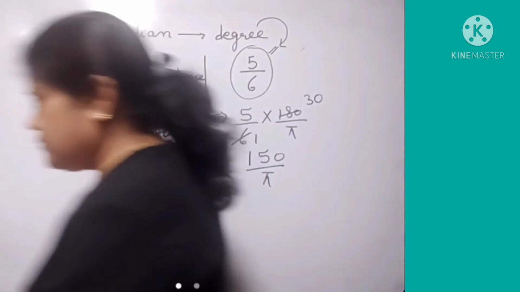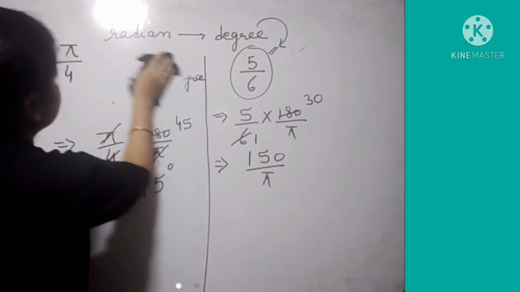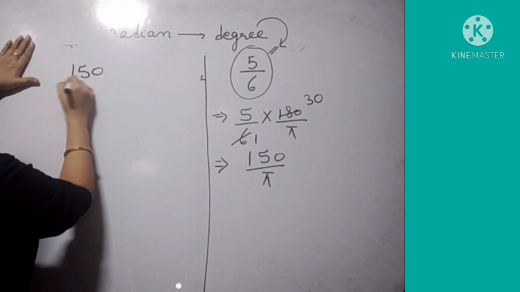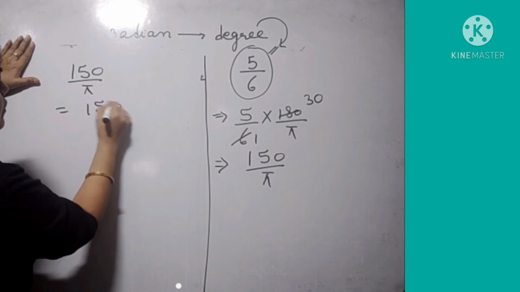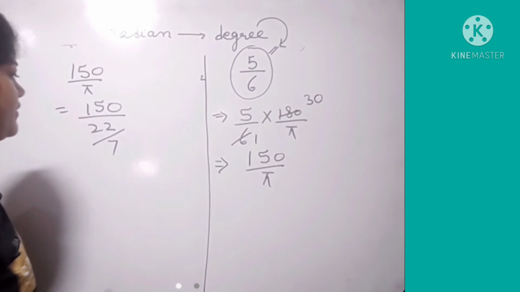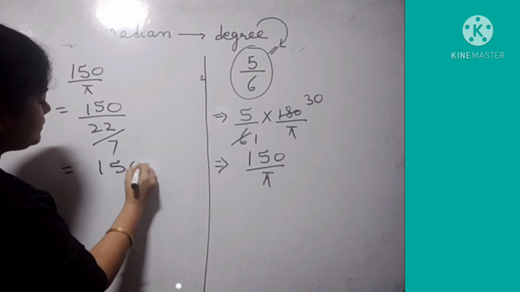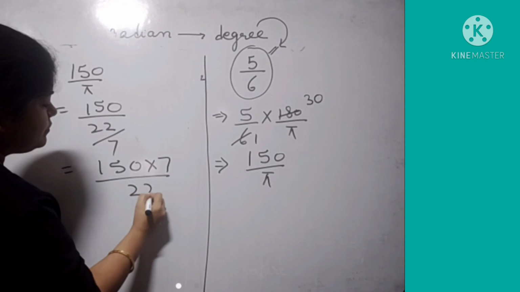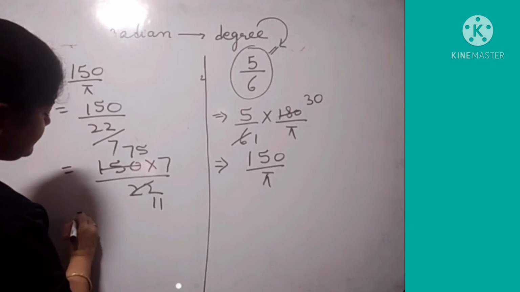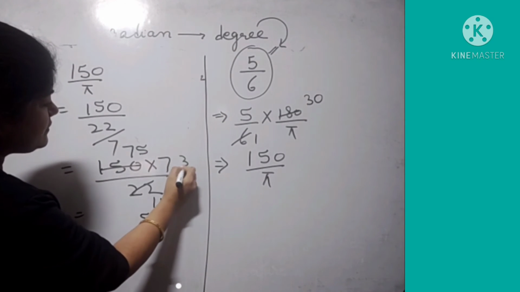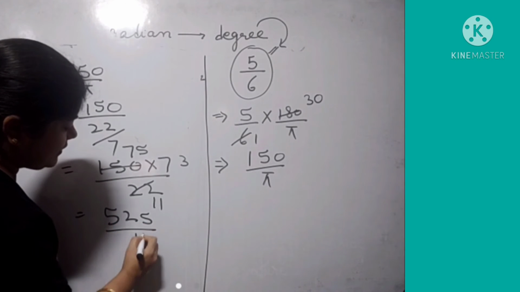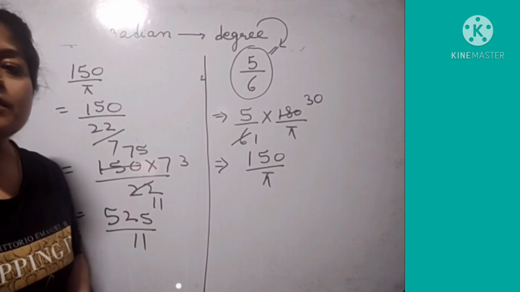Now watch the blackboard over here. 150 over pi. What does it mean? 150 over 22 upon 7, because the value of pi is 22 upon 7. So 7 goes upward over 22. Now we have to solve: 2 sevens are 14, 2 fives are 10 and 11. Now multiply it. 7 fives are 35, 7 sevens are 49, 50, 51, 52. 525 by 11. Now we divide it.